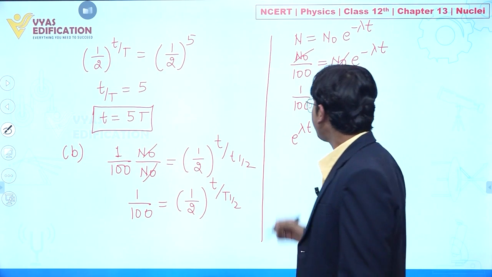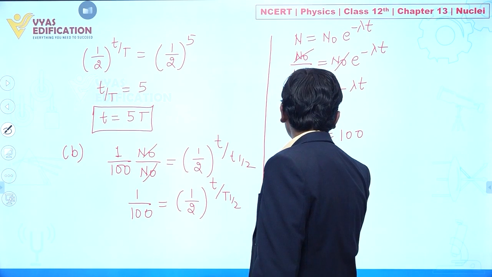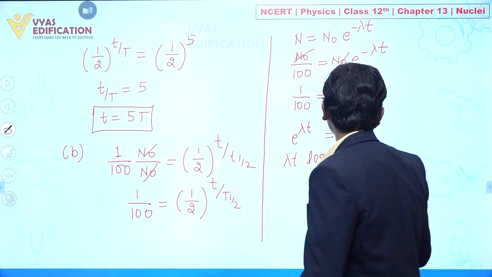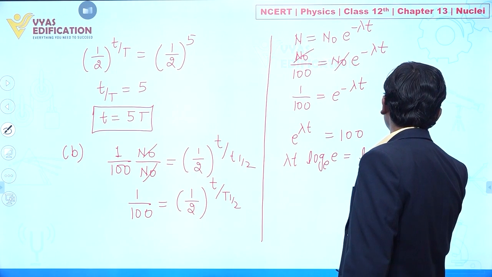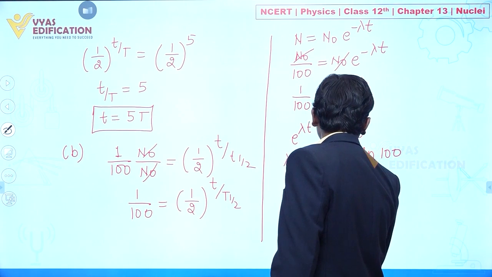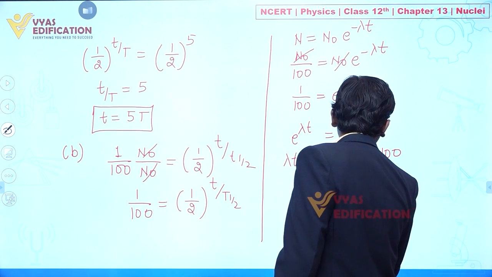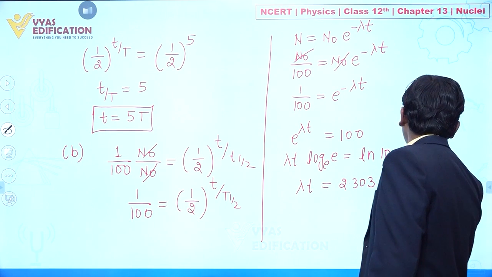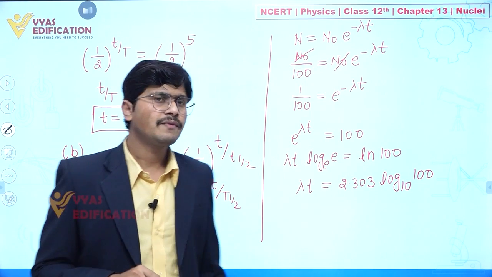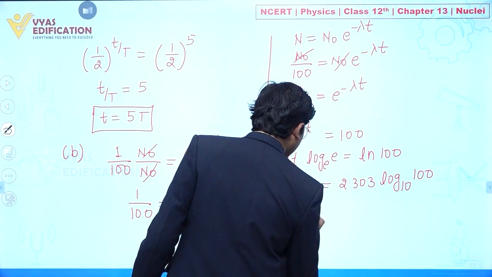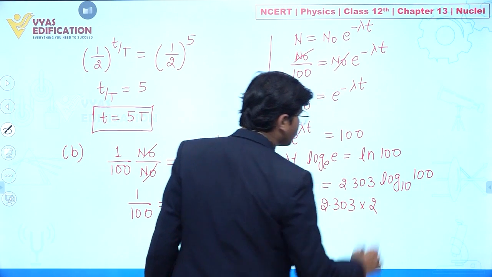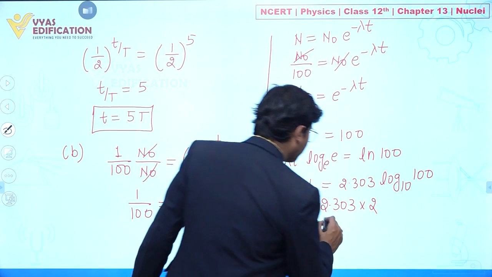Now if I am taking log both sides, then we can write it like this: lambda t log base e should be equal to natural log of 100. So from that one you are getting lambda t equal to 2.303 log base 10 of 100. Clear everyone? So now can we find the value of time t? Yes, time t can be written as 2.303 multiplied by 2, divided by lambda.